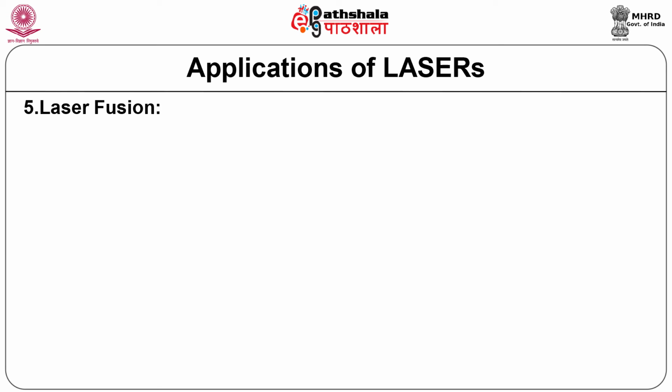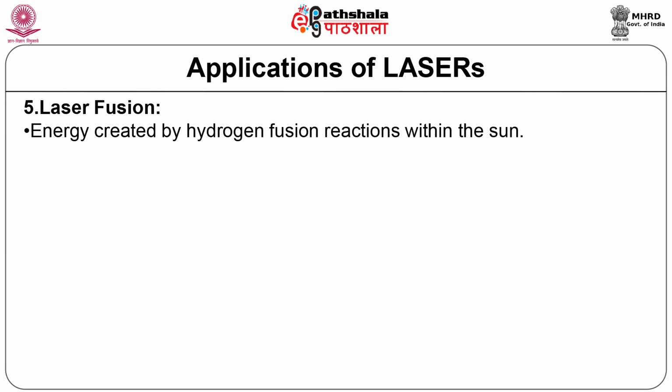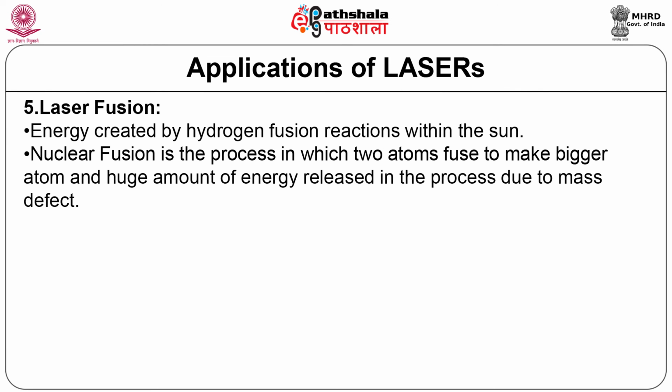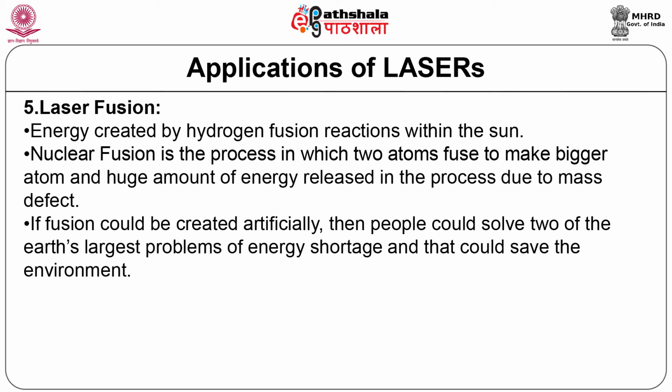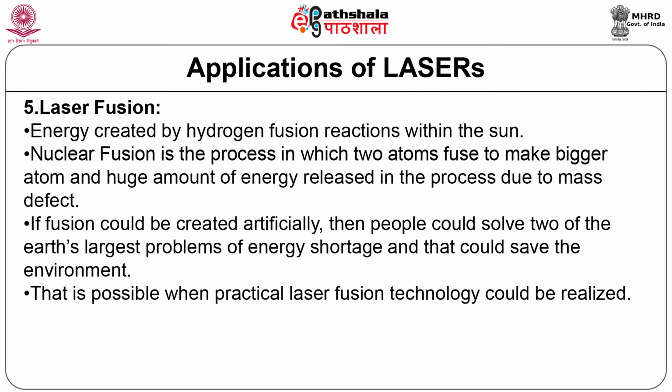Laser fusion. Energy is created by hydrogen fusion reaction within the sun. Nuclear fusion is the process in which two atoms fuse to make a bigger atom, and a huge amount of energy is released in the process due to mass defect. If fusion could be created artificially, then people could solve two of the Earth's largest problems of energy shortage, and that could save the environment. That is possible when practical laser fusion technology could be realized.